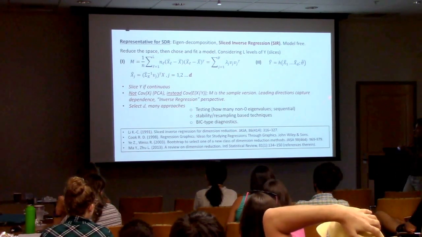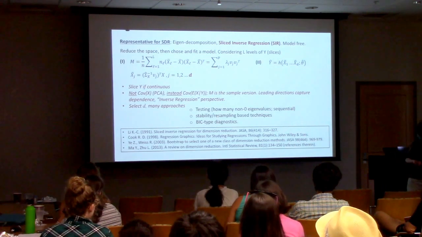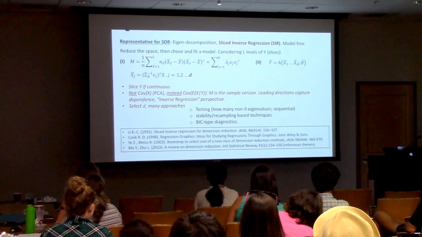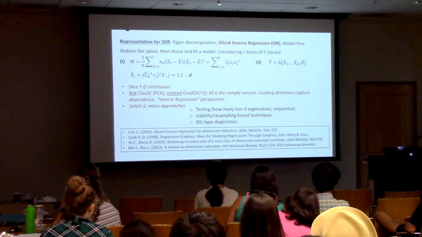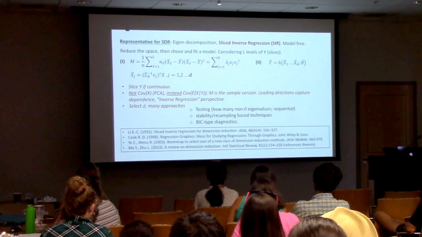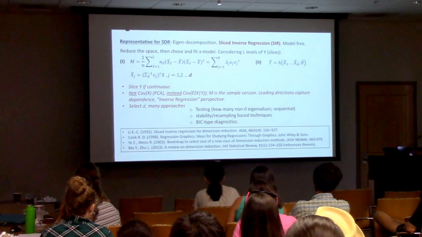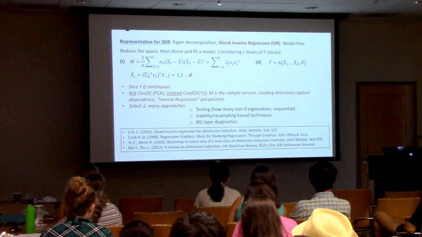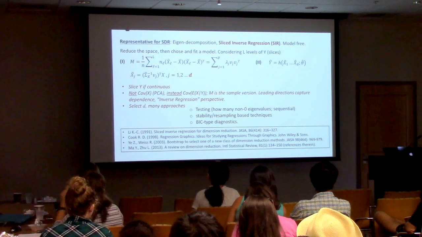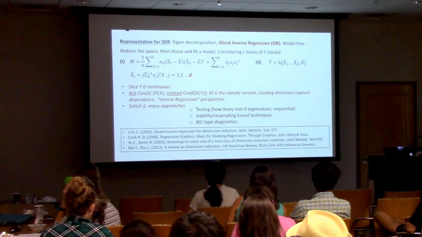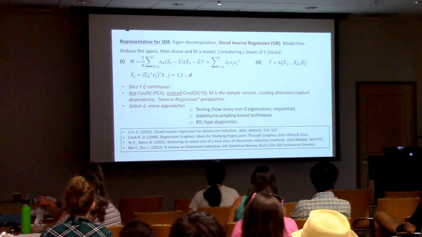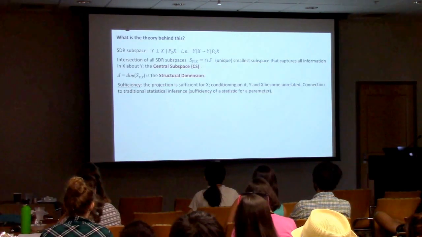Some are based on statistical testing, how many eigenvalues are significantly non-zero, or sequential testing, like take the first, after the first do you need the second, after the second do you need the third. There are techniques based on resampling. You essentially repeat this operation after bootstrapping the data, and you try to see for what dimension you actually get a more stable subspace, with some metric to measure changes in subspaces. There's also BIC type diagnostics that have been developed for this. Here are some basic references, and I can give you more.